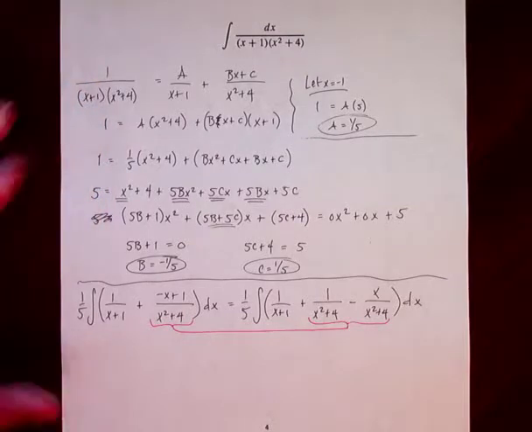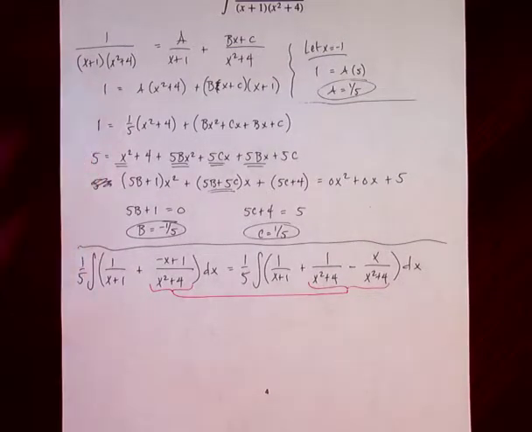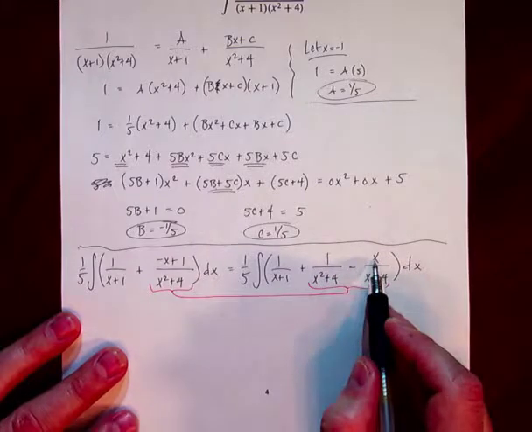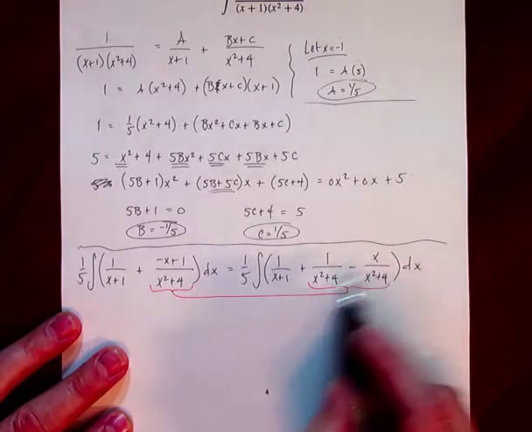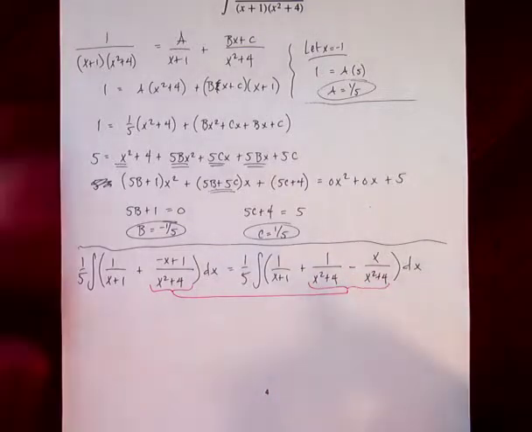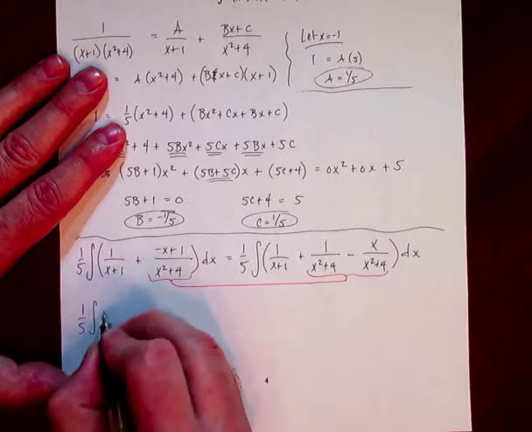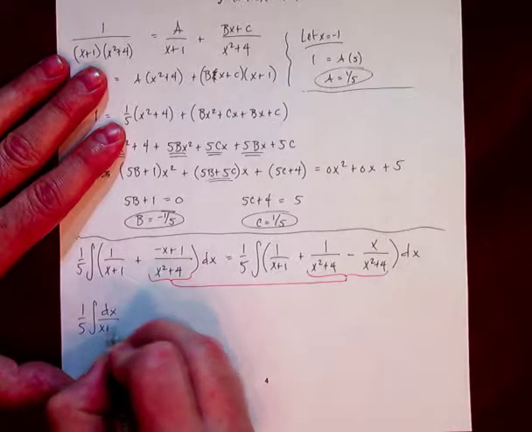Now, that's important because this numerator in its current form doesn't help me much with that denominator. It either needs to be linear or it needs to be constant. If it's linear, then I can basically do a natural log. If it's a constant like this, then I need to do arctan. So I have 1/5 dx over x plus 1.